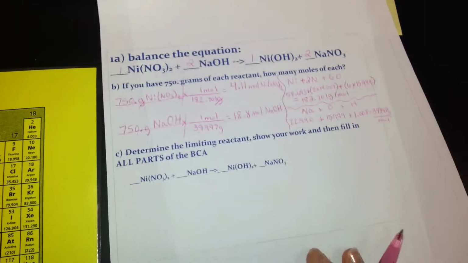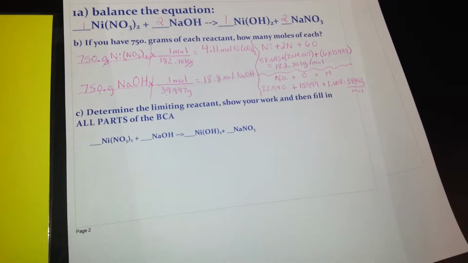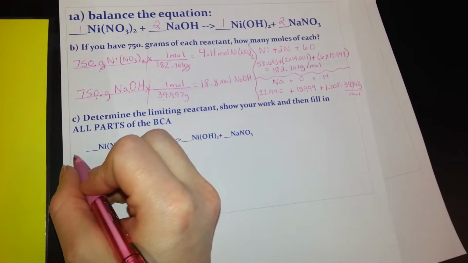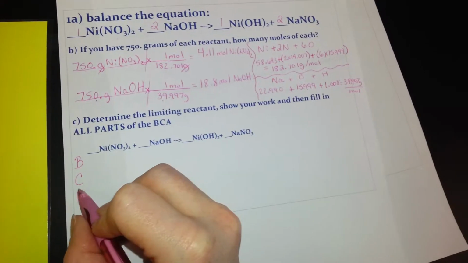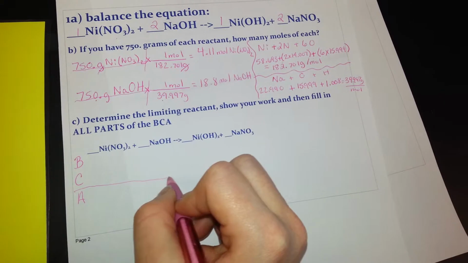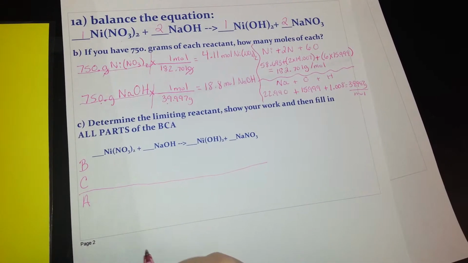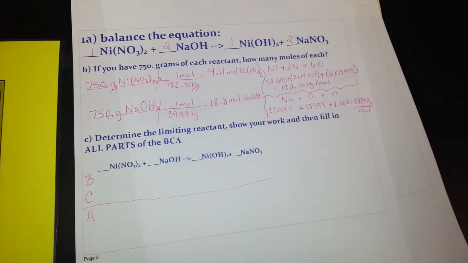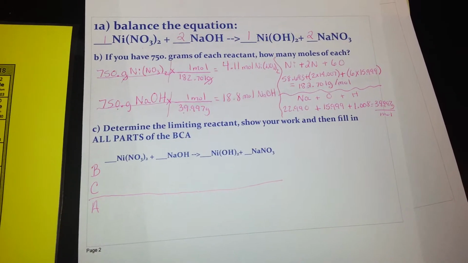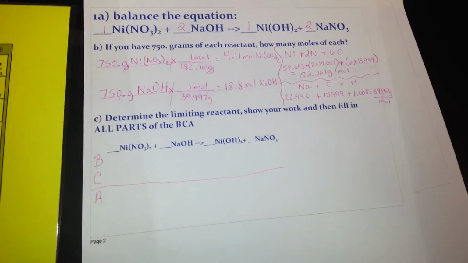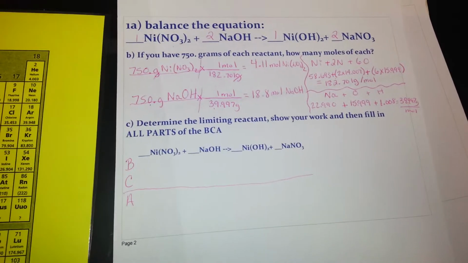Check it out. Now, Part C asks us to determine the limiting reactant and asks us to show our work and then fill in all parts of the BCA. Now, if you are not in Able Chemistry, BCA is a table where we chart the before amounts in moles, the change amount in moles, and the after amount in moles. Essentially, we're doing lots and lots of math and just organizing it in an easy-to-read table. But it can be done with your traditional dimensional analysis options.